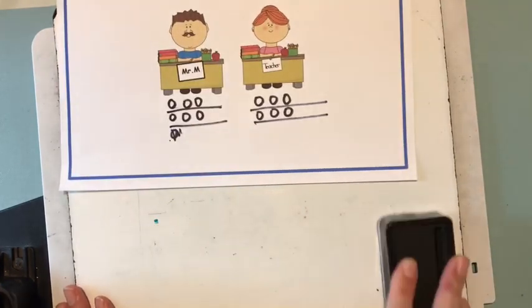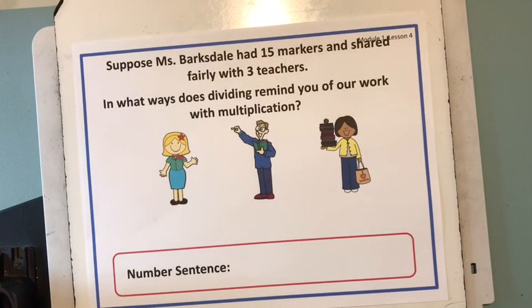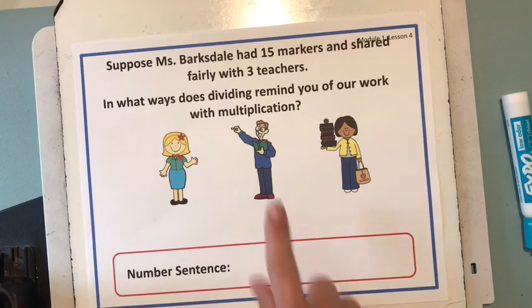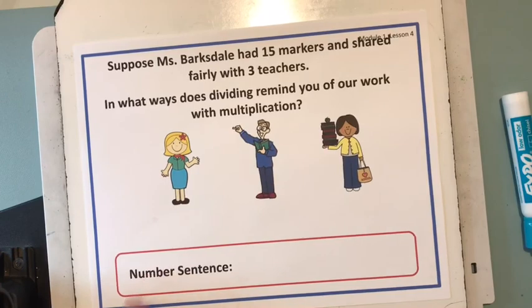So he gave me 6. He was so nice to do that. So that was our number. Miss Barksdale was so nice too. She also got 15 new markers at the beginning of the school year, and she decided to share them with us. I was so happy about that. She shared some with Mr. Moore, some with me, and some with herself, but they were all equal groups, okay?